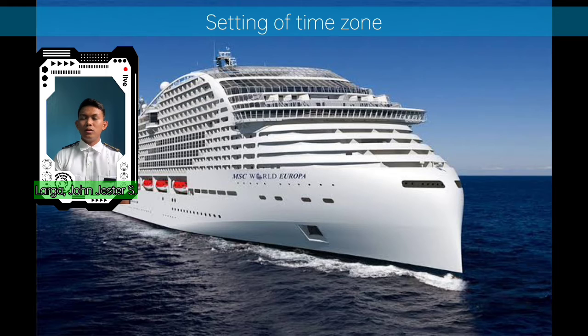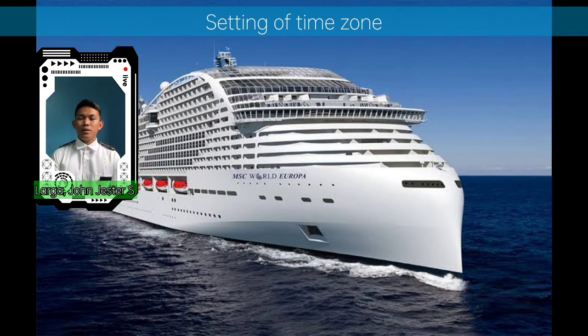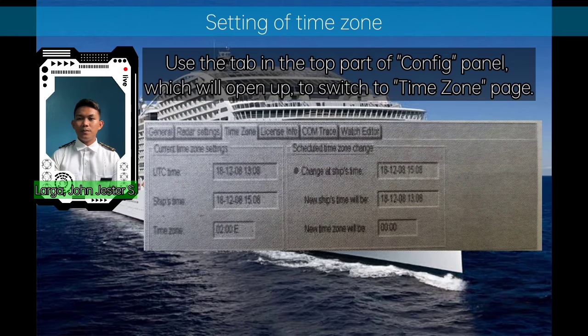Setting of time zone. Open config panel by selecting the appropriate line of task list menu on the control panel. Dito naman po is open the config panel by selecting appropriate line task list po. Yun nga po, the config panel will be the one who will control it po. Use the tab in the top part of config panel, which will open up, to switch to time zone page.